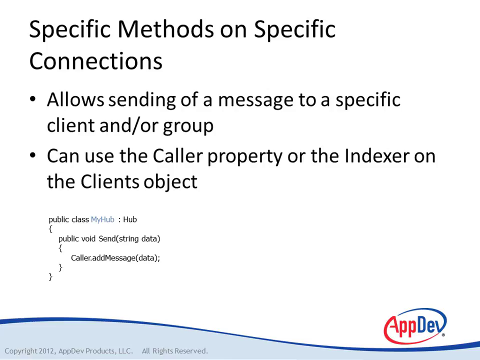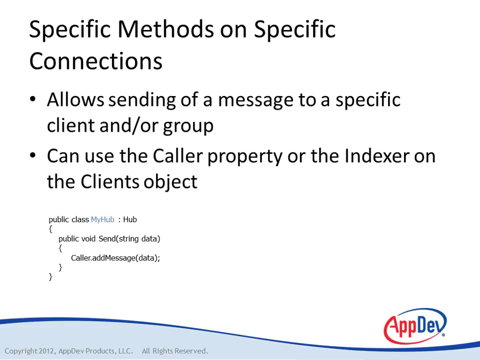The add message is actually a JavaScript function that exists on the client side that we are calling from the server side. The caller property is built into SignalR, meaning that whoever is making the request on the client side, that is who this message is going to be executed for.